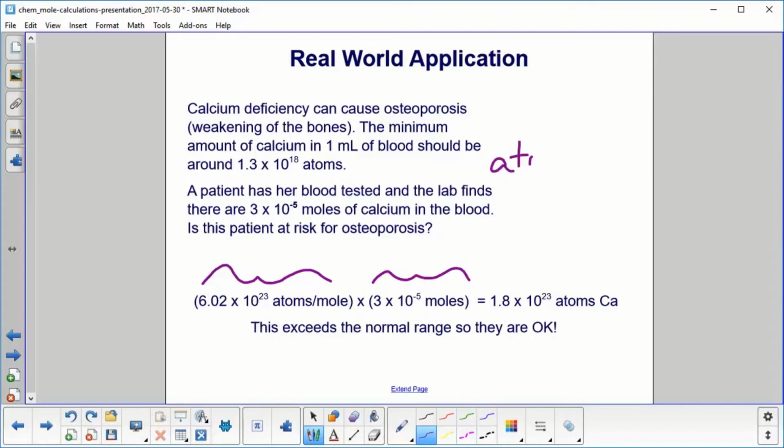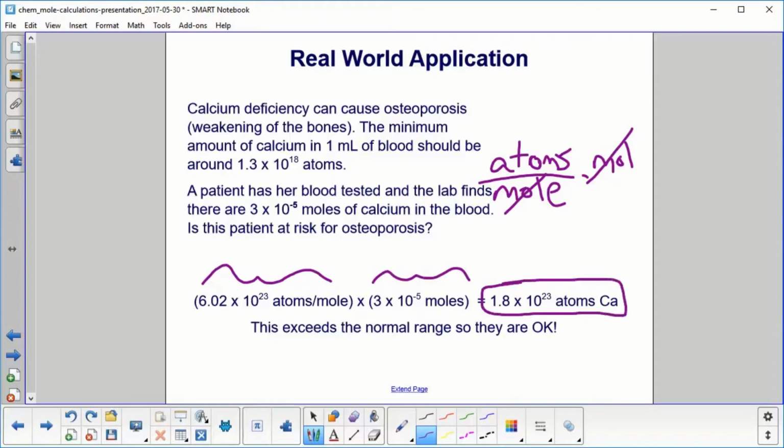We have atoms per mole times moles. What's that going to give you? Number of atoms, okay? So we carry that out, and we find 1.8 times 10 to the 23rd atoms of calcium, which is much greater than that, so the patient is just fine.